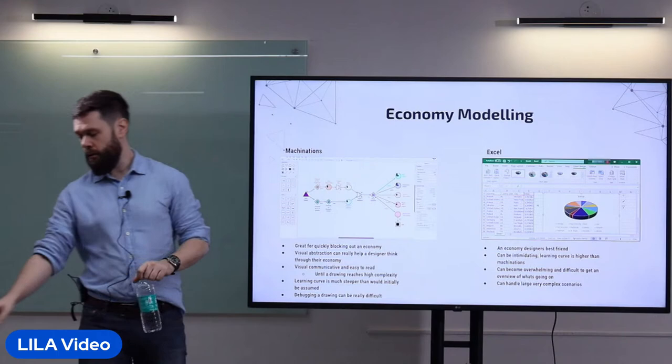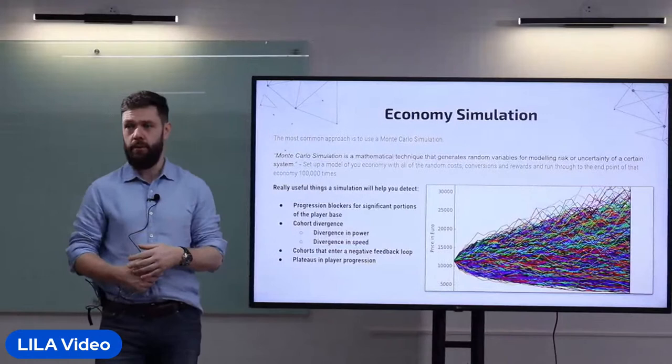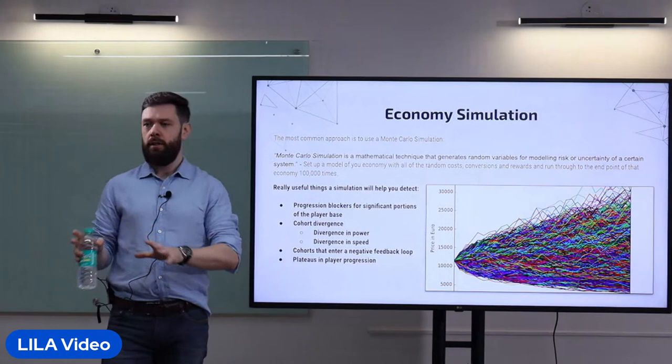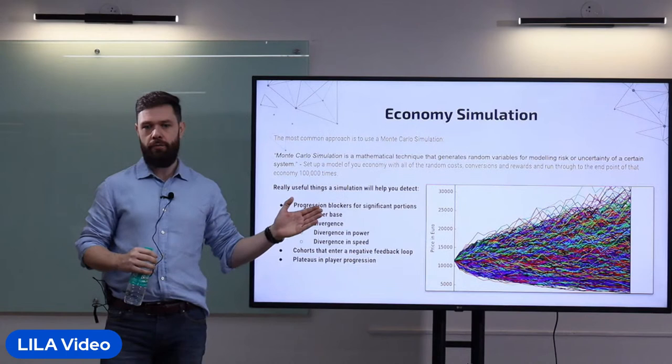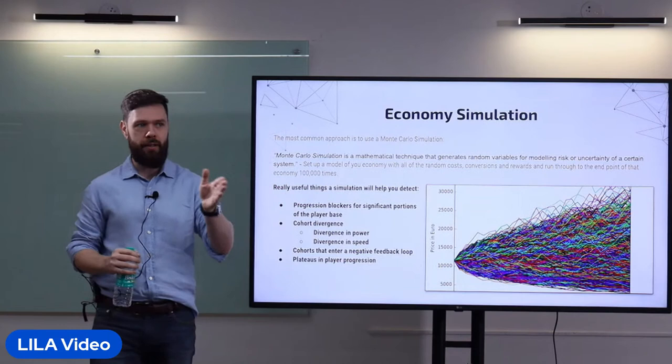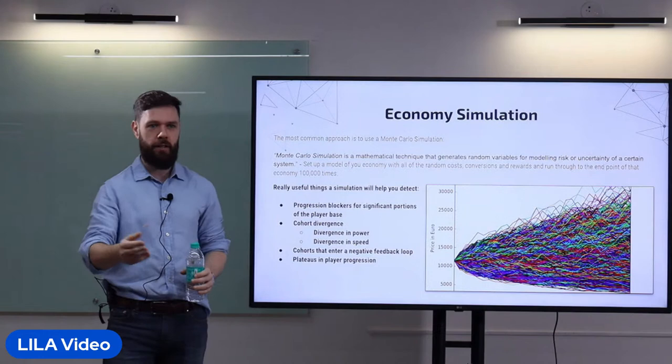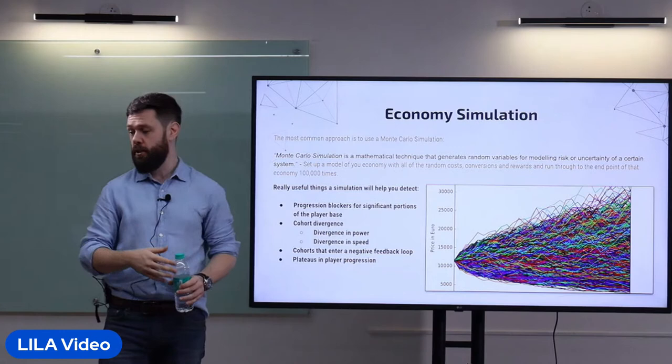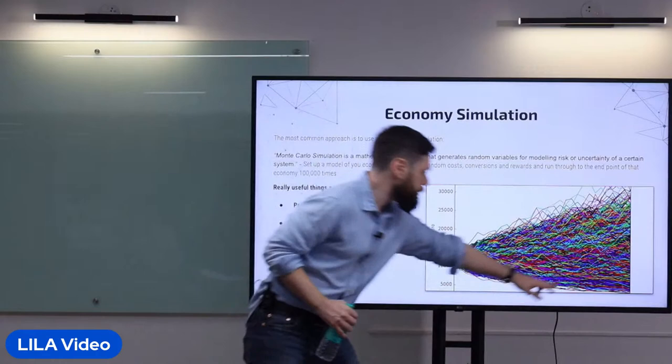Then typically you want to simulate your economy. Both Machinations and Excel can do this. Now, a Monte Carlo simulation, you can look up the theoretical side of this yourselves, but basically you take all of the steps of your economy, run a hypothetical player through it, and at each one of the random steps, you randomly simulate, say, they get the worst roll possible on their first gacha pull, and the second, and the third, and the fourth. And you run through that simulation 100,000 times, and you end up with a big, messy graph like this. What it'll show you is the divergence of your best players and your worst players.